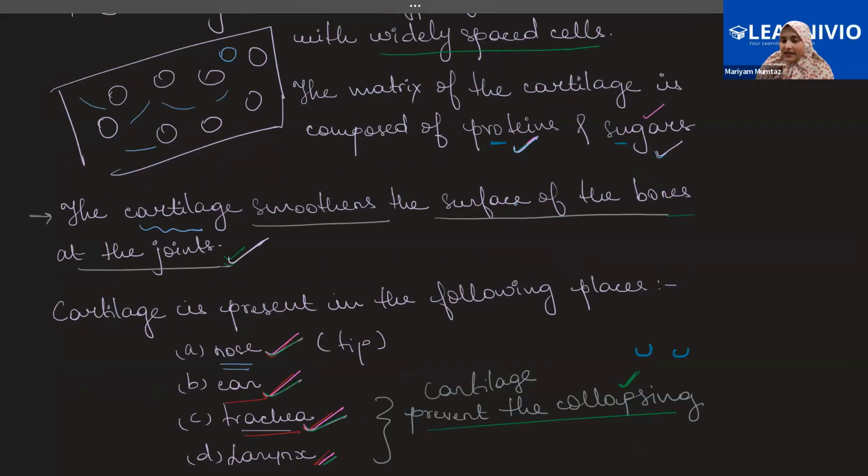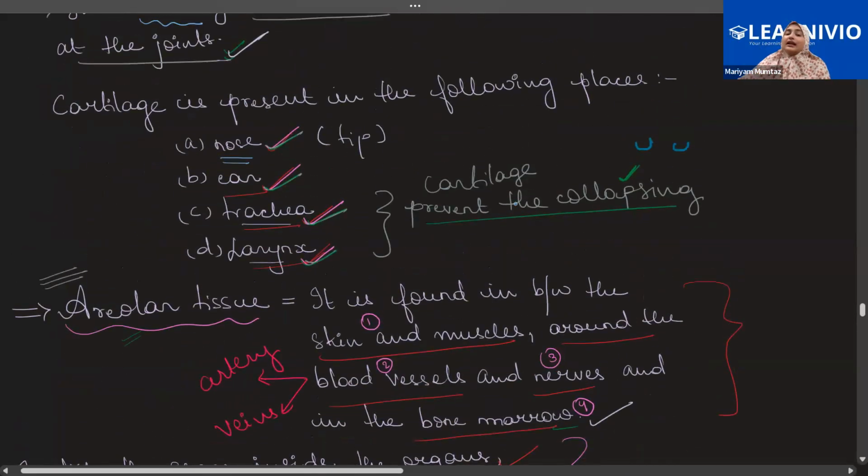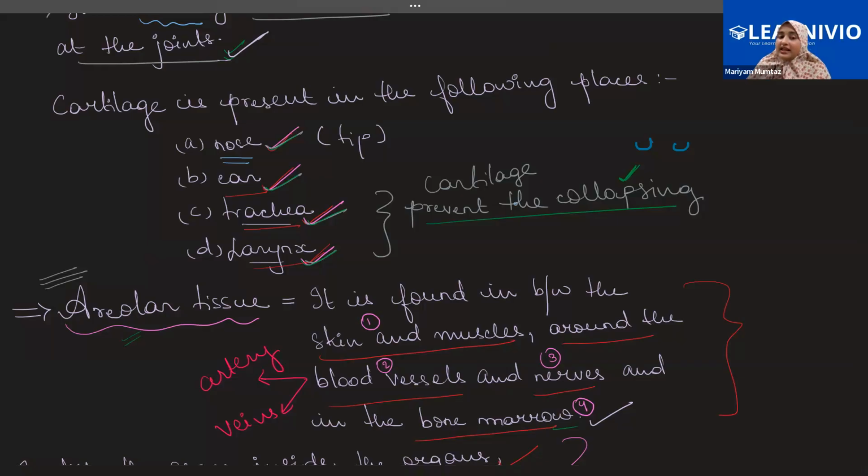It doesn't have calcium in it, which makes it flexible. The cartilage smoothens the surface of bones at the joint. So the sole purpose of cartilage is to smoothen the surface to provide flexibility. Talking about where it is present, cartilage is present in all of these areas: in the tip of the nose, in our ears, in our trachea and larynx.